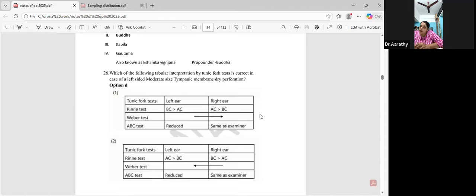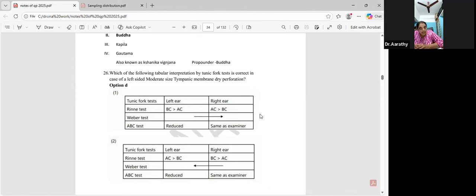So in Weber's test, if the deafness is conductive, then the sound will lateralize more towards the affected ear. That is, BC will be greater on the affected side. If it is sensory neural deafness, obviously the bone conduction will be less in the affected ear, right? So the BC will be greater in the normal ear. That is the condition of Weber's test. Now, this will differentiate your conductive deafness and sensory neural deafness.